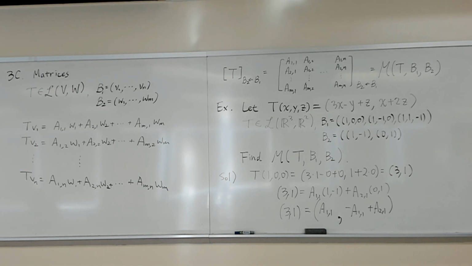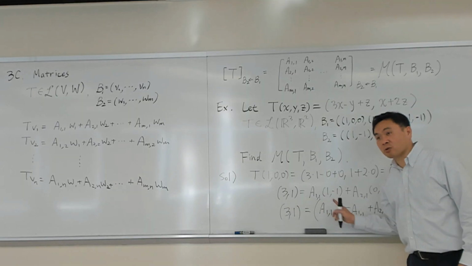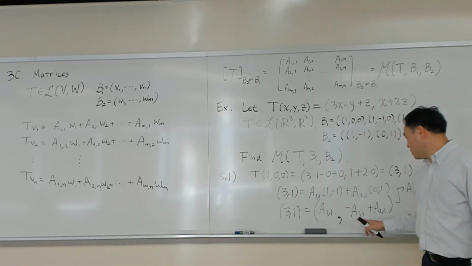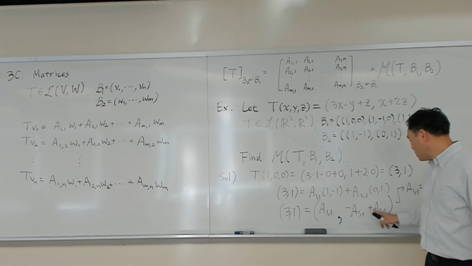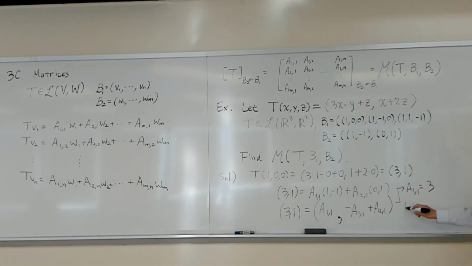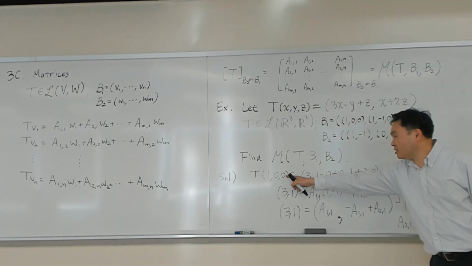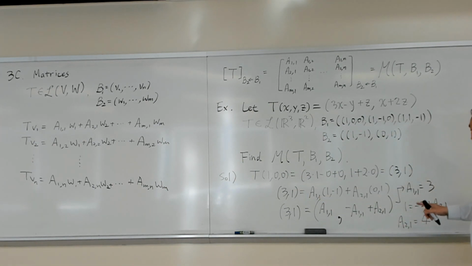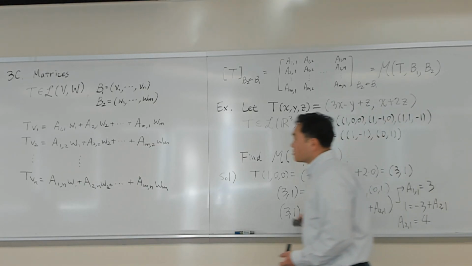All right, so that immediately tells us what? A11 is 3, right? Because they have to be equal coordinate-wise. So this must be 3. And now you have minus 3 plus A21 equals 1. So 1 is equal to minus 3 plus A21. What does that mean? A21 is 4. Okay, good. So I know that the very first guy is 3 times W1 and 4 times W2. Okay? All right, so let's continue on.